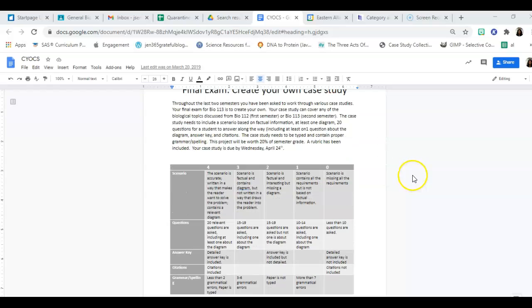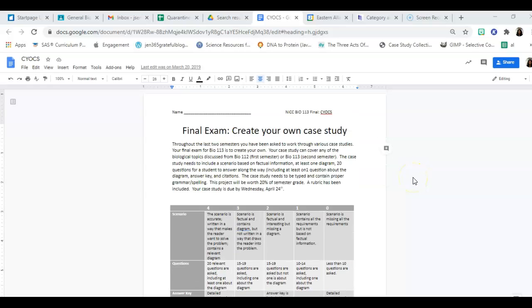This is about your final exam. So you guys have spent the semester reading different case studies that have been presented for you in different scenarios, different topics, and questions then that are asked of you in regards to the case study. So your final exam in this class is to create your own case study.